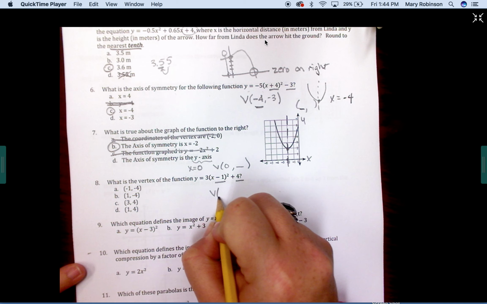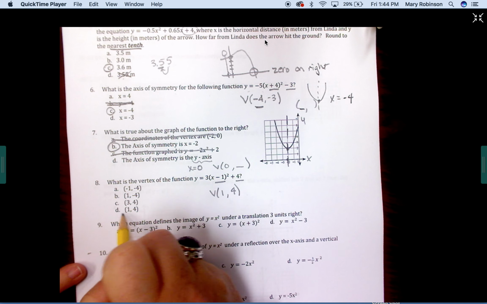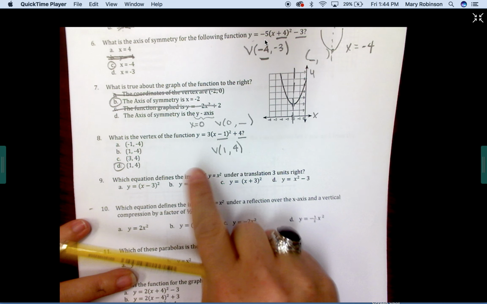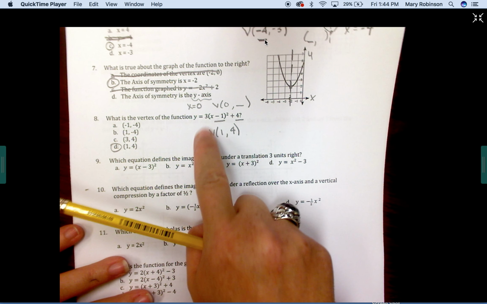Next, what is the vertex of the function? Opposite keep. So 1, 4, switch keep. That's D. We could certainly also type that in our calculator and look for the minimum point as well since it opens up.